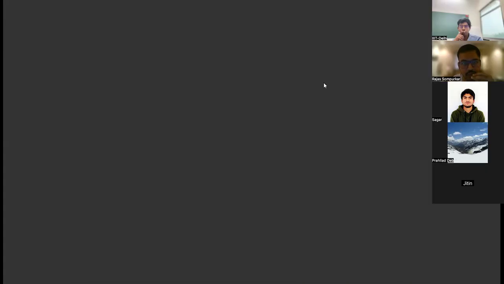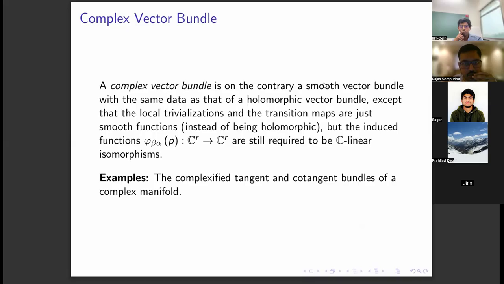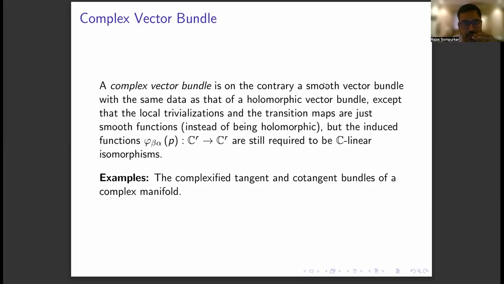The only condition dropped is that the local trivializations as well as the transition maps are just smooth maps instead of being holomorphic maps. But these induced functions phi beta alpha are still required to be C-linear isomorphisms. So it is just a smooth vector bundle, but all the fibers are isomorphic to C^r, and they are complex vector spaces. That's why we require these induced functions phi beta alpha to be C-linear isomorphisms.